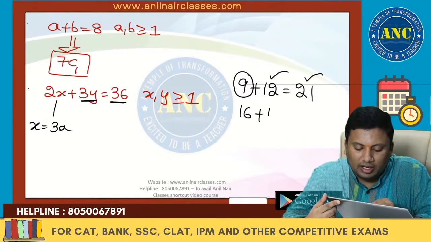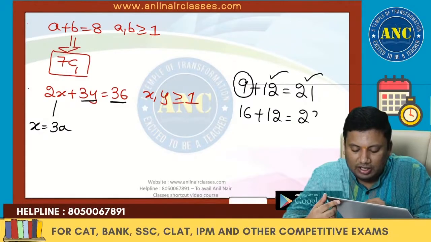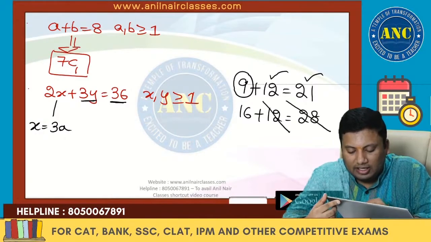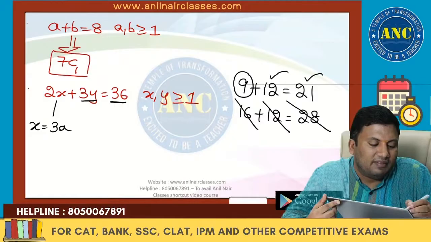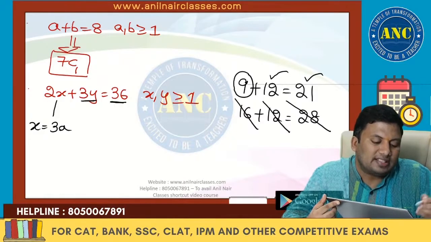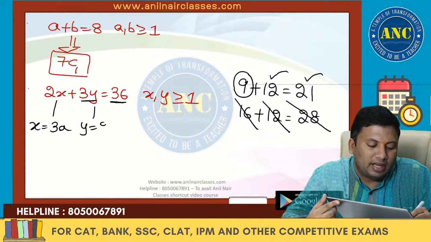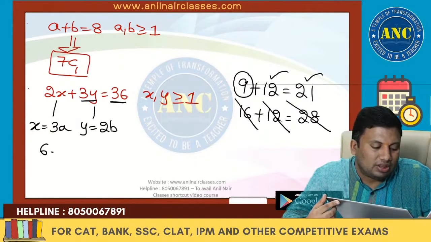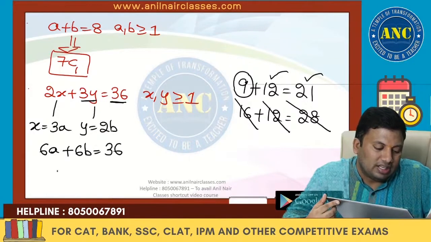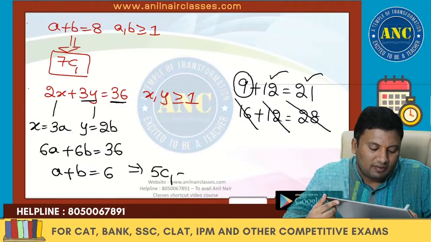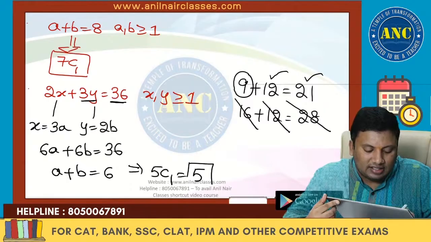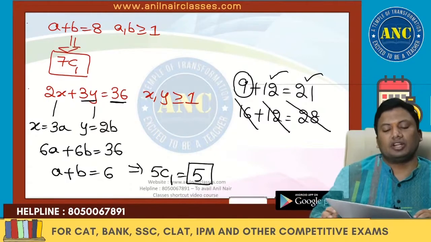16 plus 12 equals 28. This is an even number. 36 is an even number, 2x is an even number, so y should be an even number. So this is nothing but 6a plus 6b equals 36. A plus b equals 6. 6 means 5 gaps. Select any one: 5C1. The answer is 5.